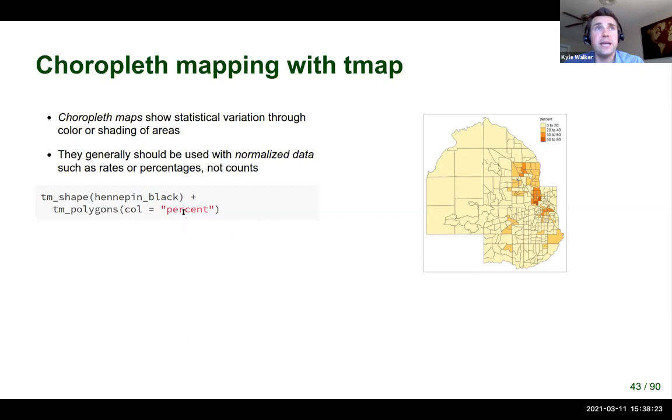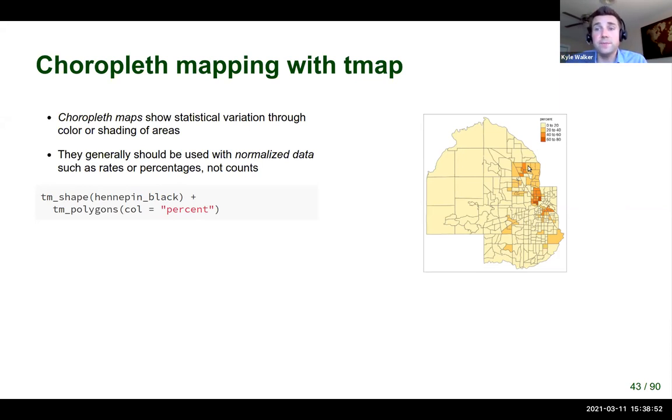But in this particular case, TMAP sees that there's a percent column in my data. And then it maps that column to the default color palette here, where the darker oranges represent a particular concentration of a group. In this case, it's the non-Hispanic Black population, which tends to be more concentrated around Minneapolis's north side near the University of Minnesota and in the suburbs of Brooklyn Center and Brooklyn Park.